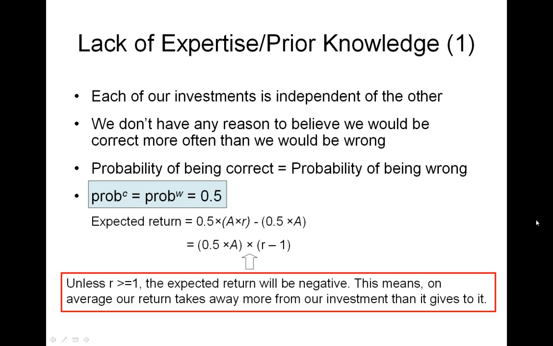What's important to note in that formula is that unless the rate of return is greater than or equal to 1, the total expected return will be negative, which means on average our return is going to take away more from our investment than it gives to it. Now, intuitively, putting the math aside, that's not surprising because if you think about it, when we're right, we get a percentage of the profit. But if we're wrong, we lose all of what we put in. Now, we're not sure if we're going to be right any more times than we're going to be wrong. Therefore, on average, if we look at the expected total return, we're going to actually lose money based on this model of binary trading.